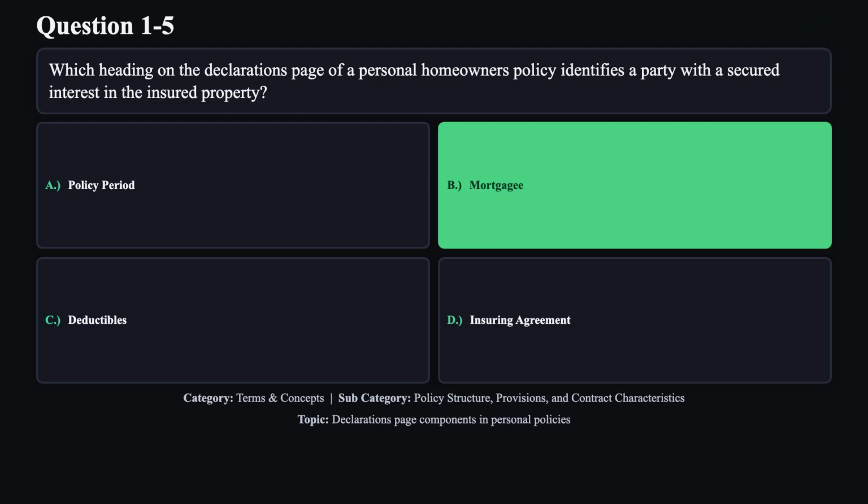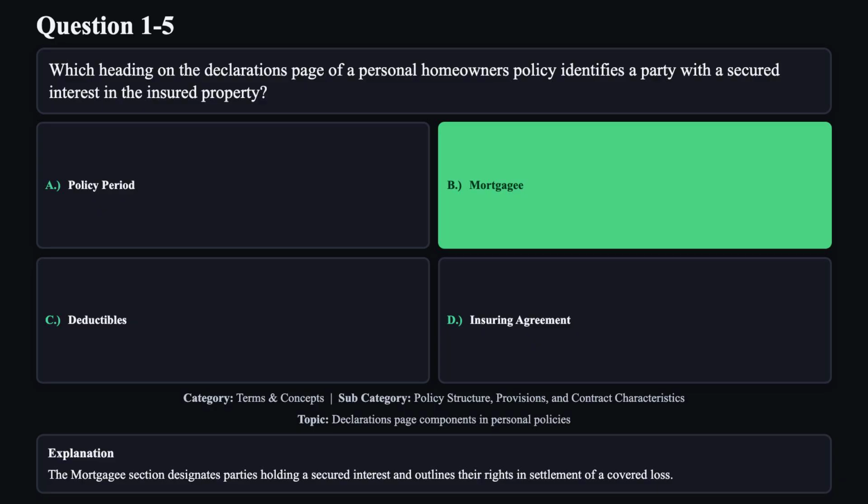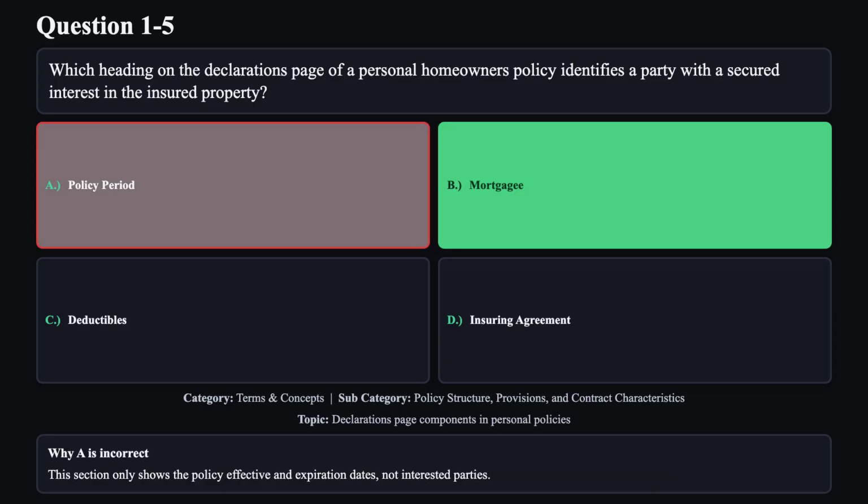The correct answer is B. The mortgagee section designates parties holding a secured interest and outlines their rights in settlement of a covered loss. Reason A is not correct. This section only shows the policy effective and expiration dates, not interested parties.